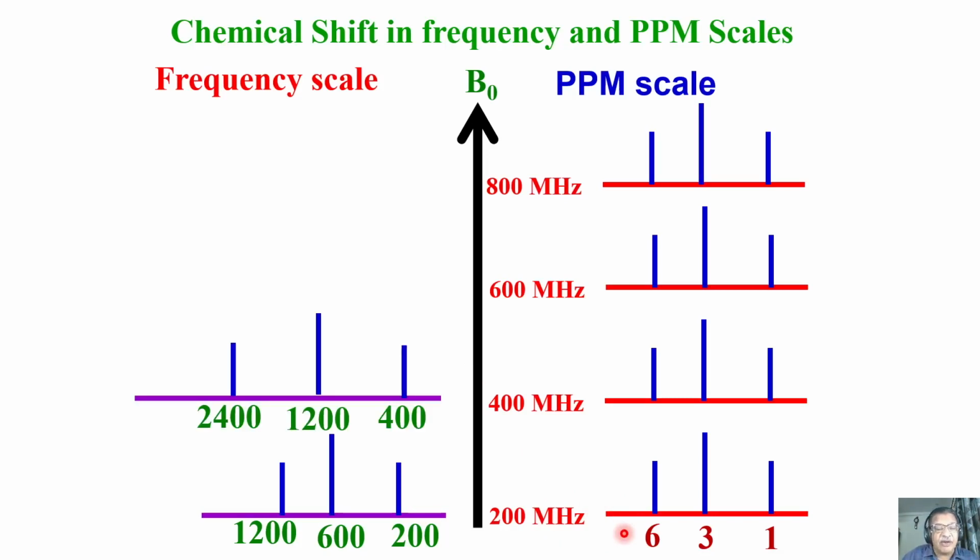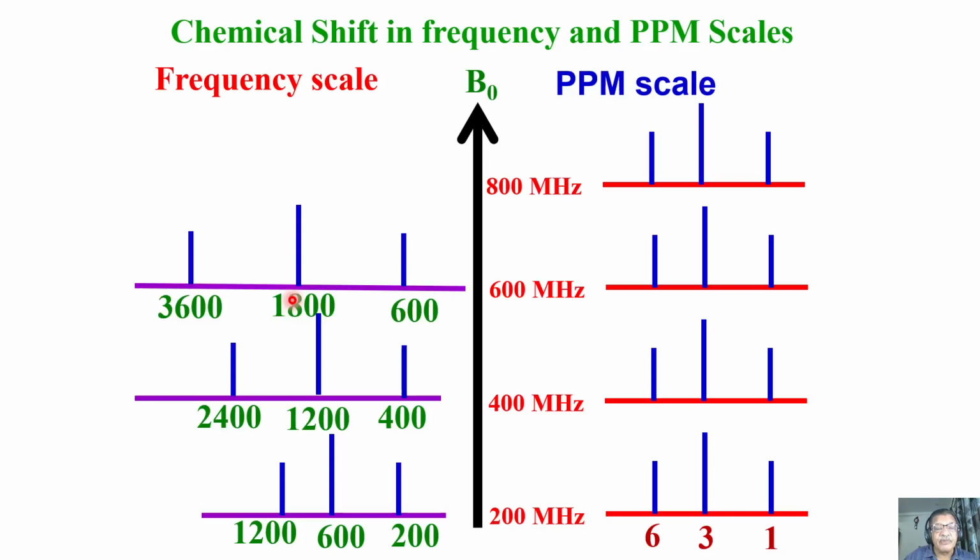Now same at 400 megahertz. What happens? 1 ppm is 400, 3 ppm is 1200 and 6 ppm is 2400. So you see the spectrum is becoming more and more dispersed. As you see, they move apart. The peaks start moving apart. It appears as if they are distancing themselves.